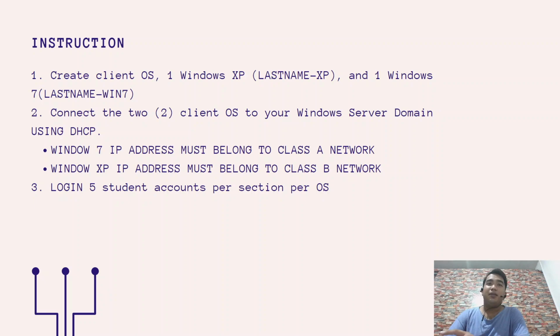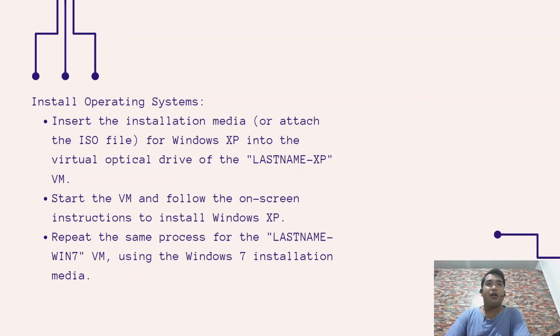The Windows 7 must belong to a Class A network, while the Windows XP must belong to a Class B network, and we will try to log in 5 students per account per section per OS. Installing operating system. So first we need to install the ISO file for the Windows XP, and we are going to do the same for the Windows 7. So we are going to start the virtual machine, the VirtualBox, and follow the on-screen procedure.